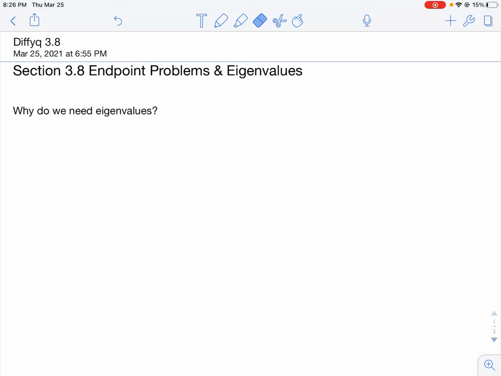Hello everyone, welcome to section 3.8, Endpoint Problems and Eigenvalues. So we begin with the question, why do we need eigenvalues?